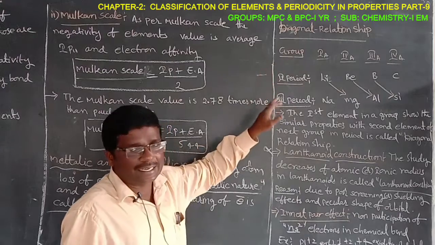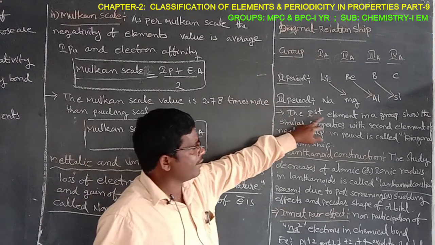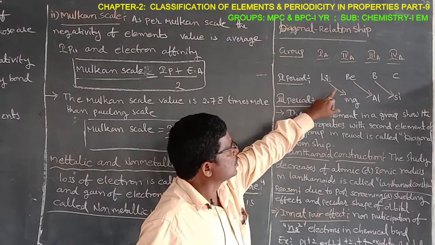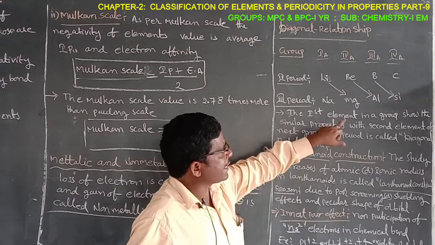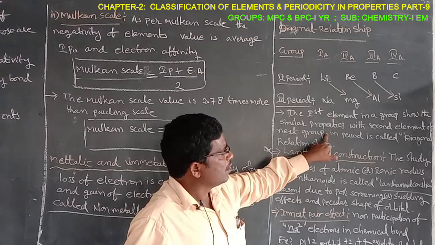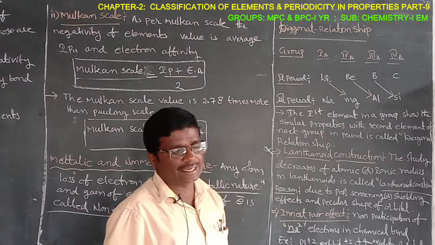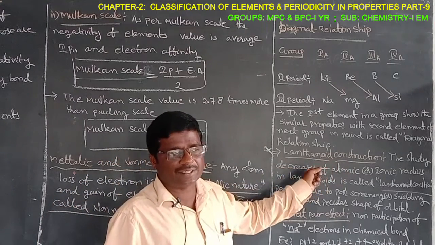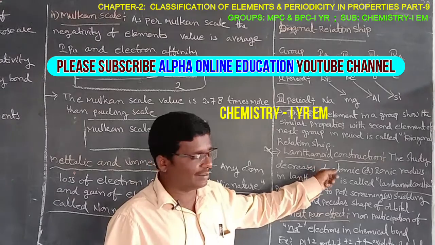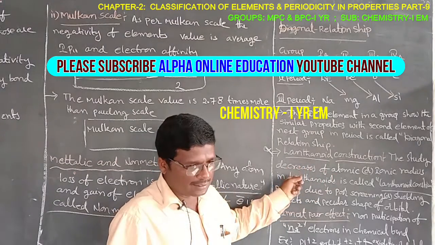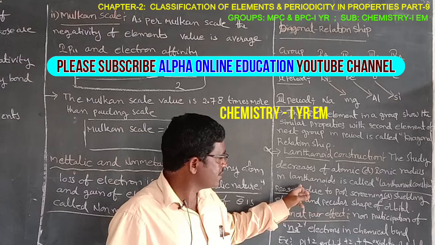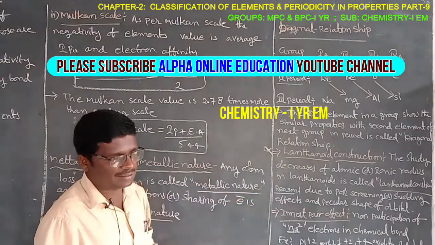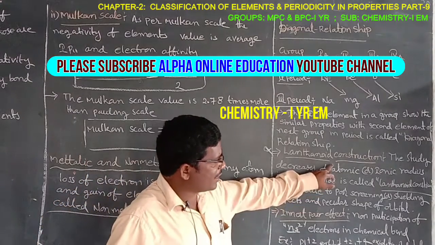Remaining is the diagonal relationship. The first element in a group shows some similar properties with the second element of the next group in a period. That is called diagonal relationship. Next one, lanthanide contraction. The decrease in atomic and ionic radius in the lanthanides is called lanthanide contraction.